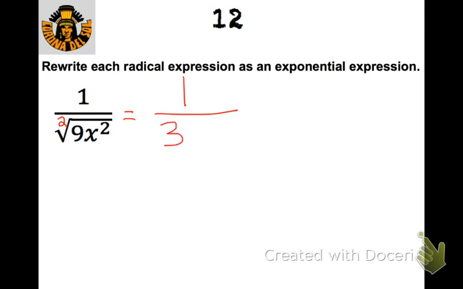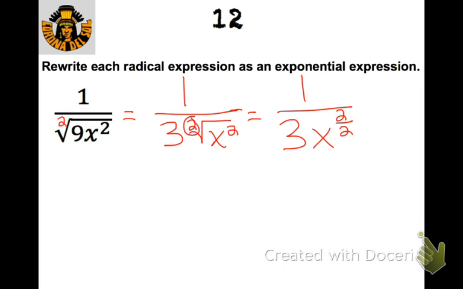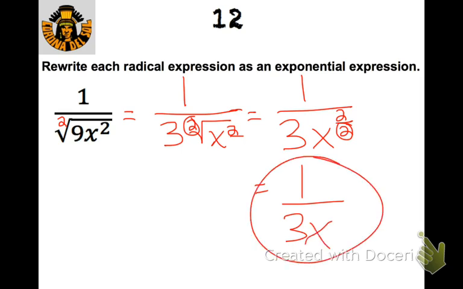So I'm going to say 3. And then I'm going to rewrite this. I'm going to say this is the square root of x squared. So I'm going to do it just a tiny bit different. So now I'm going to go ahead and change this radical to a fractional exponent. So this is going to be 3, and then it's x to the 2 over 2. So remember, the index becomes the denominator, and then this power becomes the numerator. So we know that x to the 2 over 2 is really just x to the first power. So the best answer is 1 over 3x.